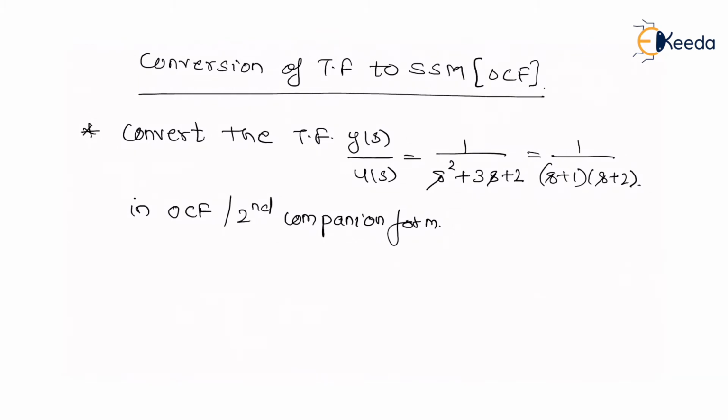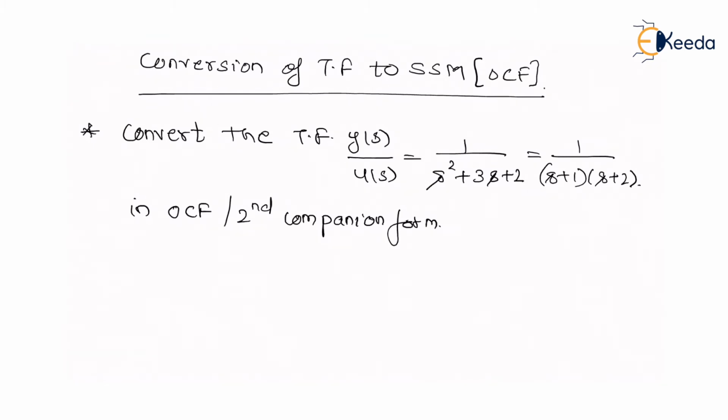Consider a transfer function as given below. Now this example is a typical exam problem. The given transfer function Y(s)/U(s) is 1/(s² + 3s + 2). Now this transfer function is to be converted into observable canonical form or second companion form.